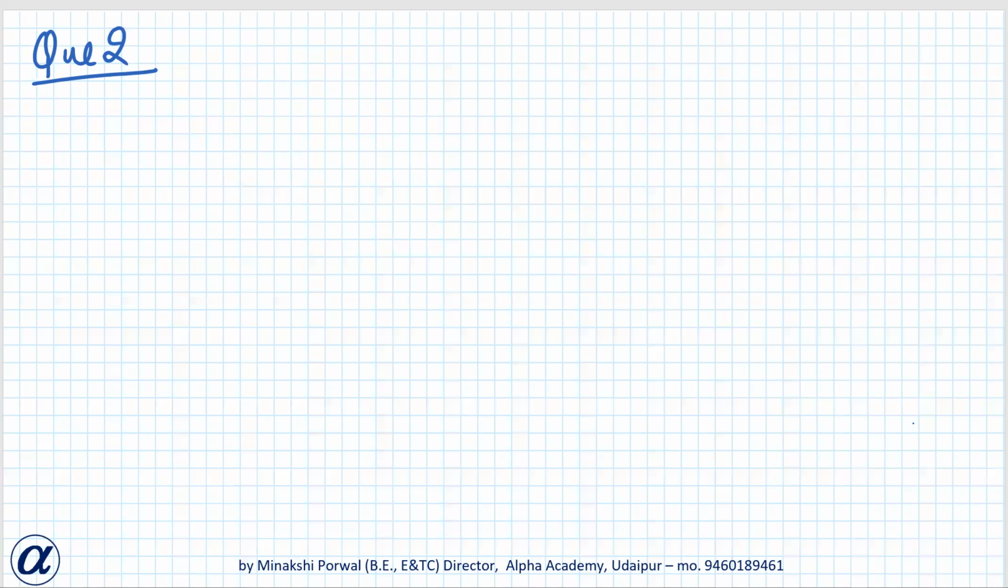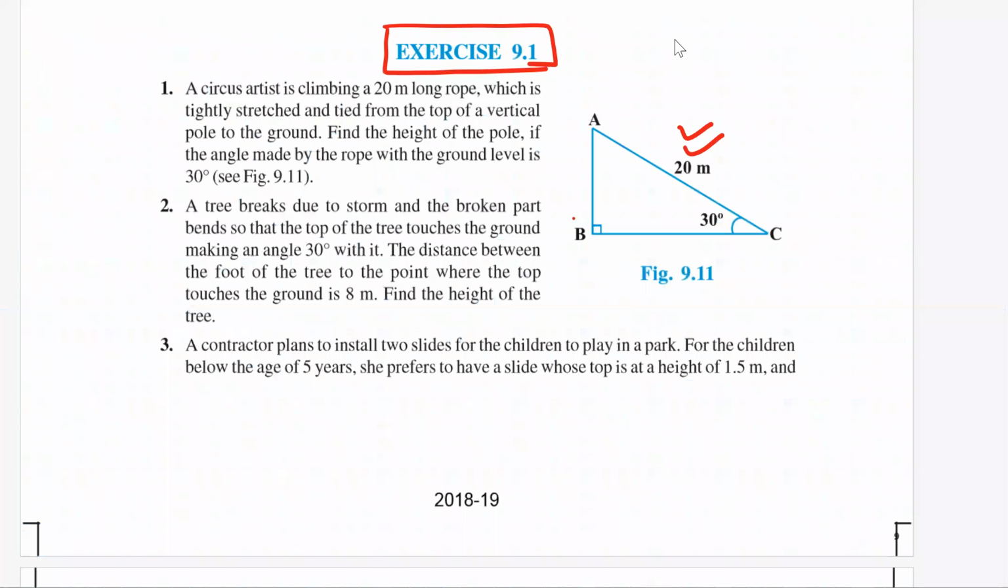Question 2. A tree breaks due to storm and broken part bends so that the top of tree touches the ground, making an angle of 30 degree with it. Okay, so suppose this is the tree, and it breaks from here and falls on the ground such that it makes a 30 degree angle with the ground.